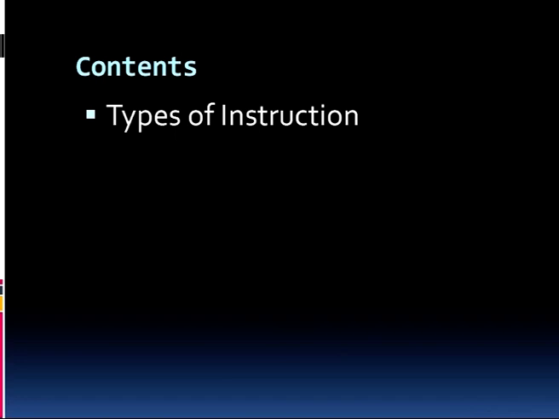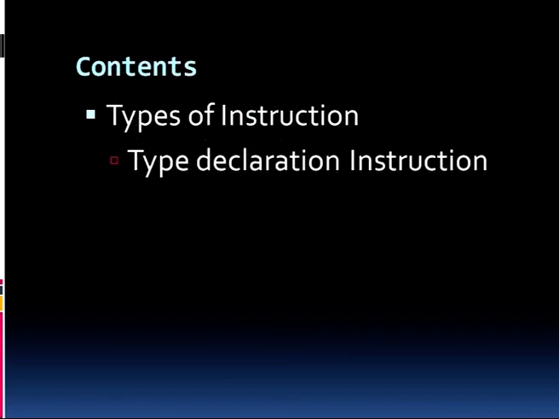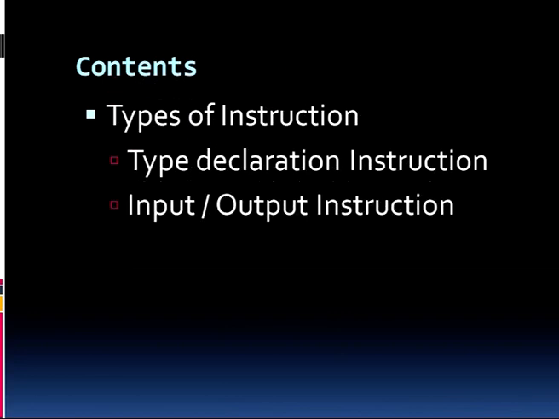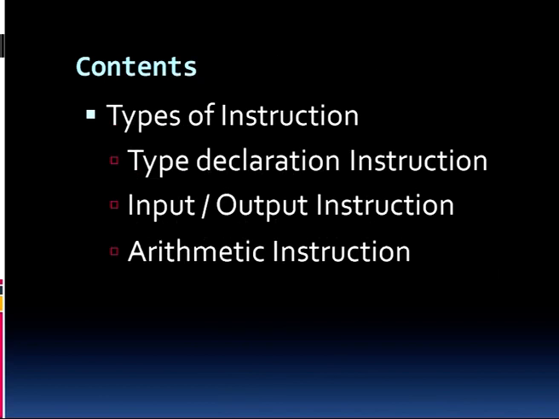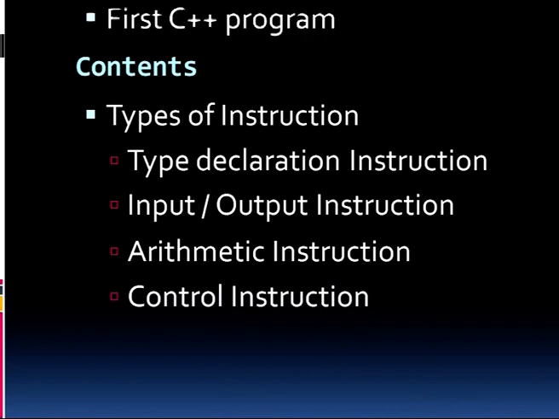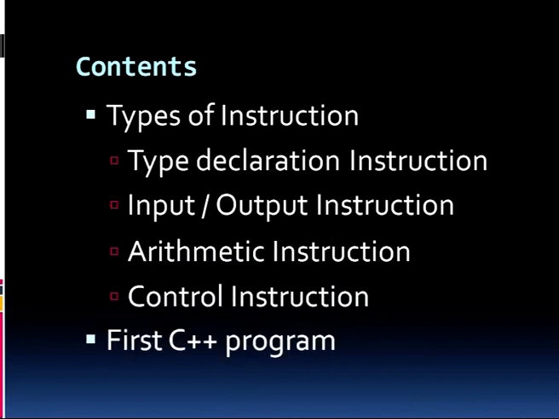Different types of instructions are type declaration instruction, input-output instruction, arithmetic instruction, control instruction. We will also study in today's program how to design a program in programming language C. So let's start our discussion of types of instructions.